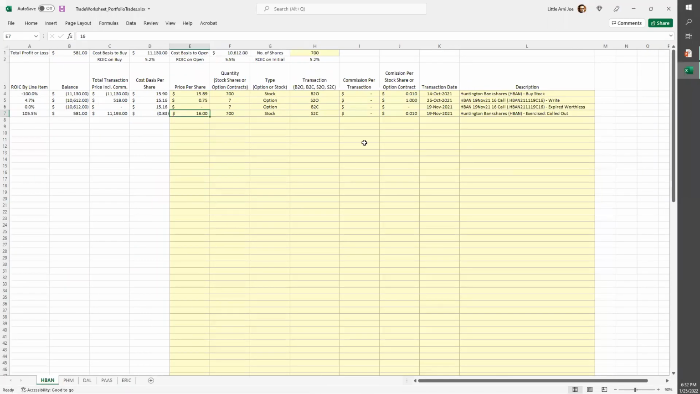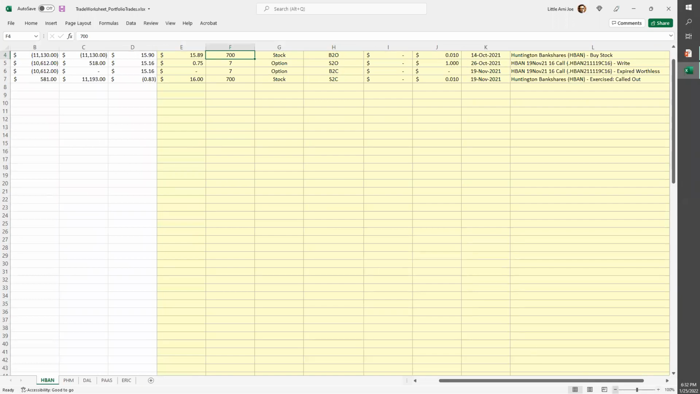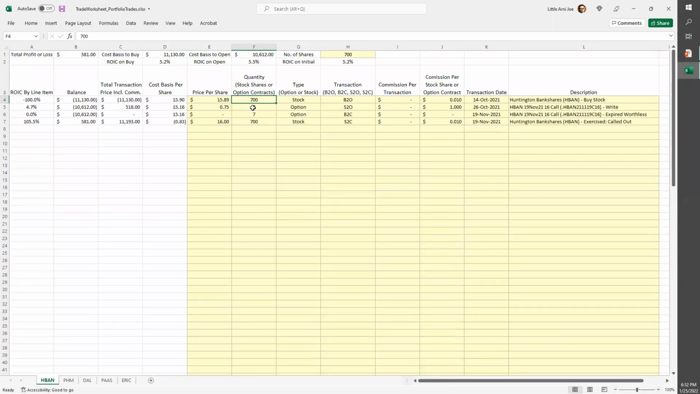First of all, here's an example of Huntington Bank, where I bought 700 shares of the stock. I sold back 7 contracts of the options for 75 cents. I got exercised. It was the $16 call. So this was a very quick 1-month trade, and I walked away very easily with 5.2% ROI.